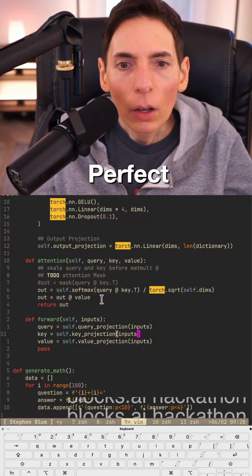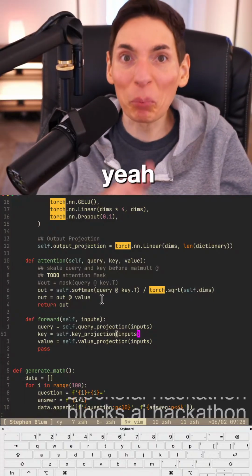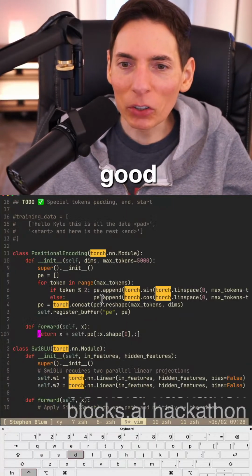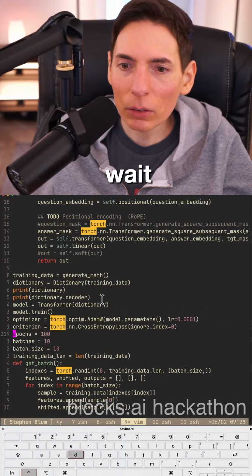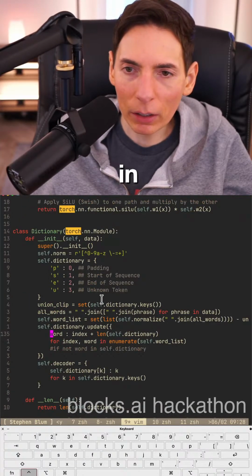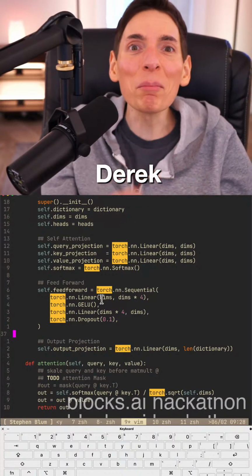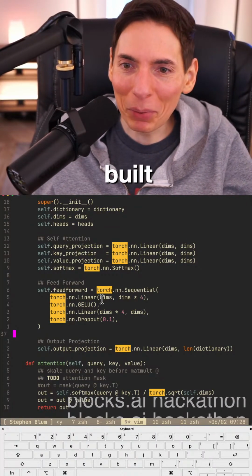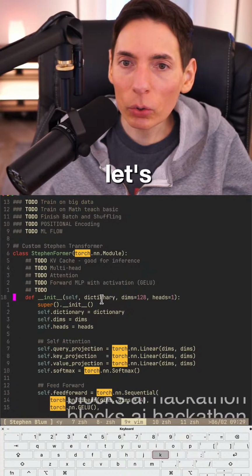Perfect. Use the one we created last couple of streams for embeddings. Yeah, perfect. We'll do that. I probably have it in another file somewhere. Let me see if I can find that, because we built our own. Derek, you remember that? Yeah, we built our own. Okay, so let's grab that embedding.